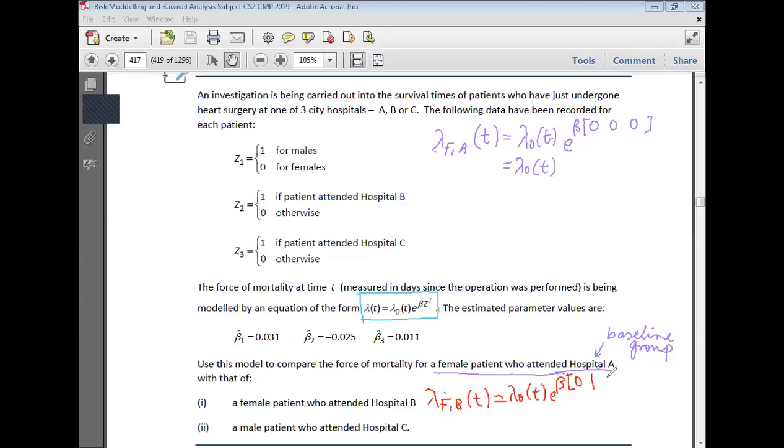Right. So now we go on to write this 0, 1 and 0, right? But we can clearly see that this person has attended hospital B. So intuitively we know that this Z2 is the only thing that's going to take the value 1. Whatever we have in beta 1 and beta 3 is going to be multiplied with 0, so that holds no substance. The only thing that we will have is this particular beta 2 hat. So what you will get here is lambda 0 t e raised to minus 0.025. Does this make sense to each one of you?